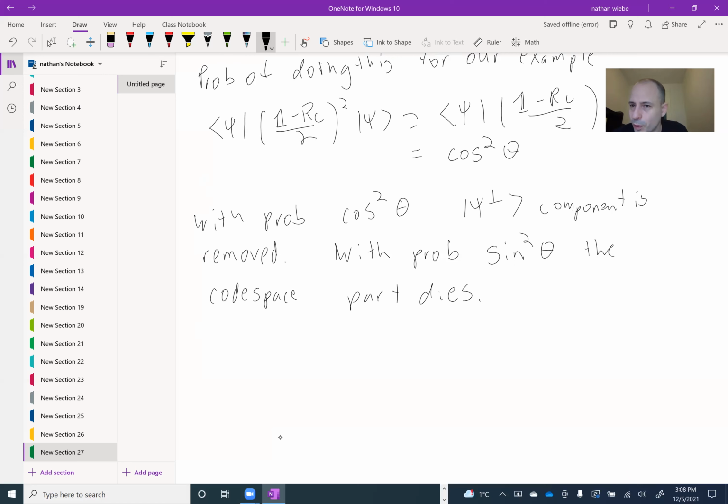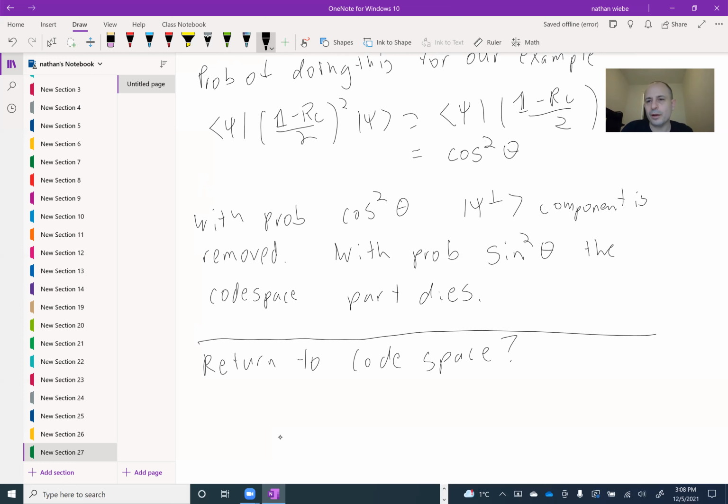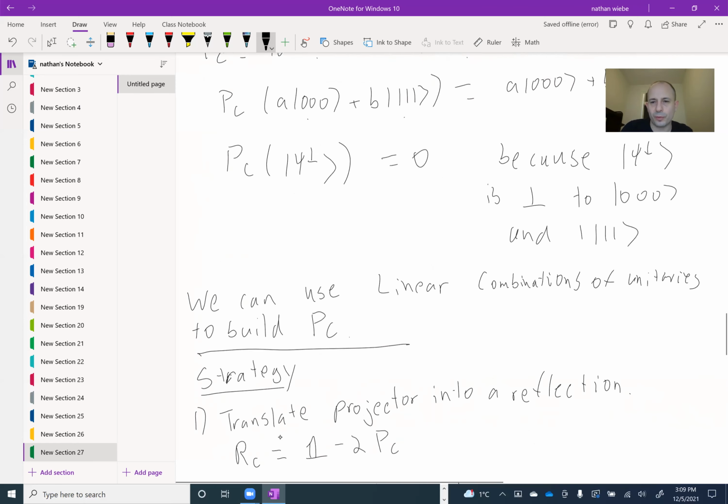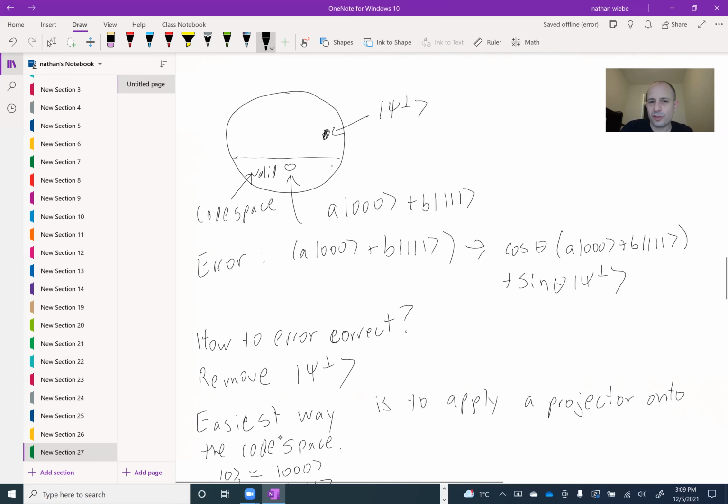And then the question is, well, how do we return? How do we return to code space? Well, in order for this to happen, we need to actually be able to do something very similar to the repetition code.